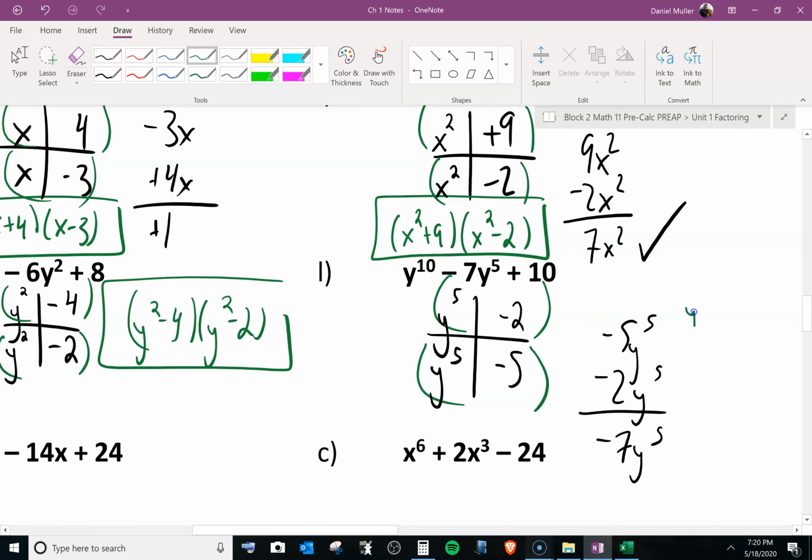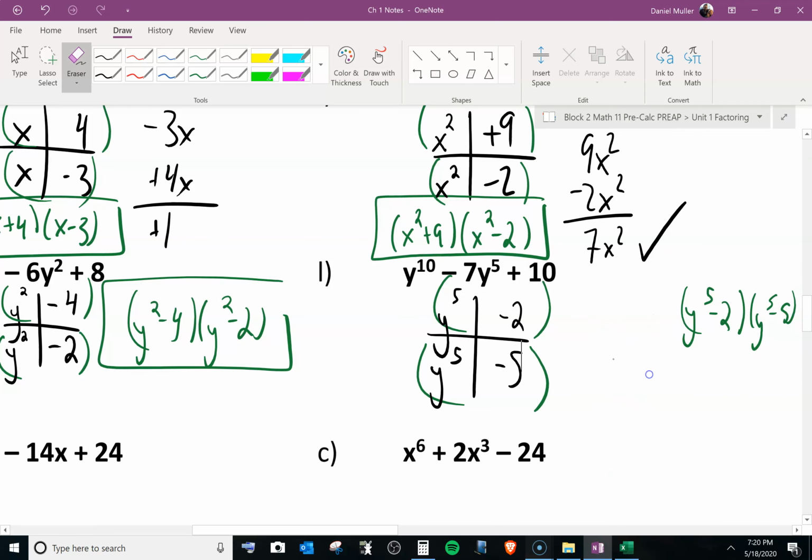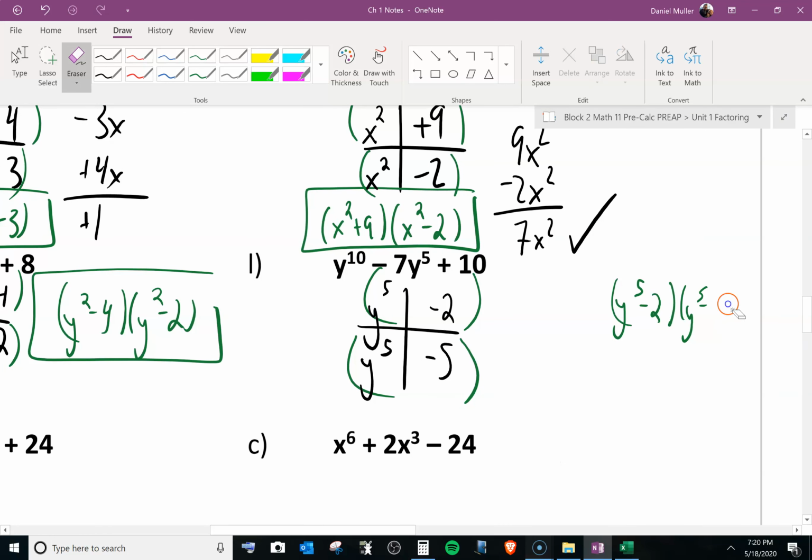So I have y to the 5 minus 2 and y to the 5 minus 5. That is my answer. And that does work. Yep, so that's perfect. I'm going to try to write a little bit neater for what it's worth, which is nothing. There we go.